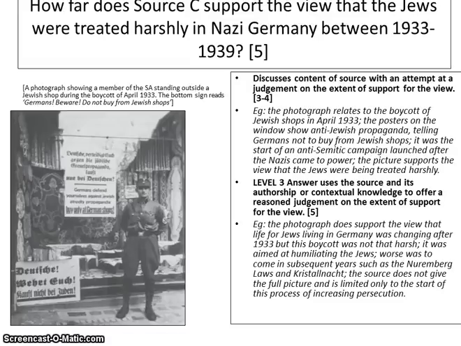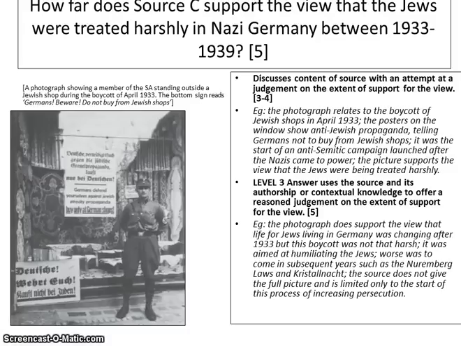This is way before the subsequent years when the Nuremberg laws, the racial laws and the effects of Kristallnacht really came into being. This was in the early days of state-sponsored persecution of the Jews. It was just starting out. So really, it isn't that harsh, even though it is quite out of order. So if you were to make a judgment, it doesn't really support the view that the Jews were treated harshly in Nazi Germany between 1933 and 39.